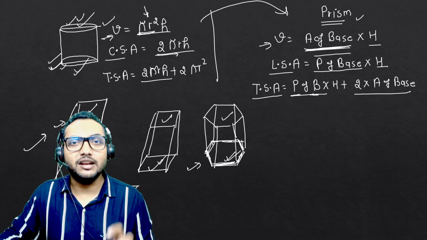Okay. Now let us move ahead with the next question. So here the next question is that the curved surface area of the right is square, right?